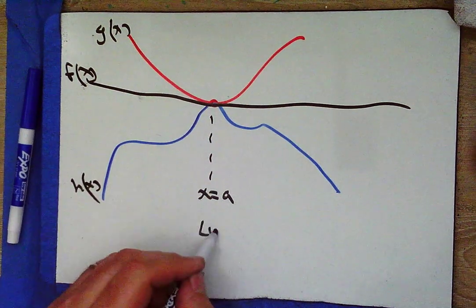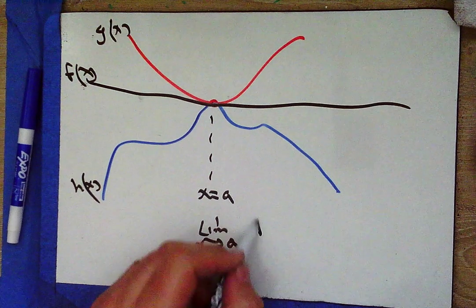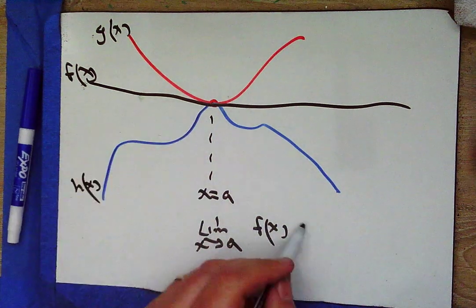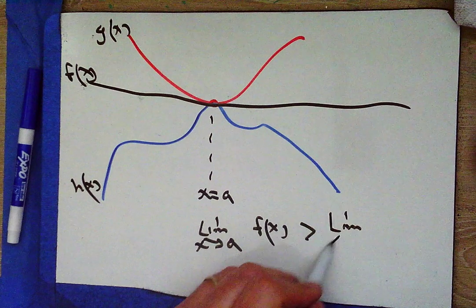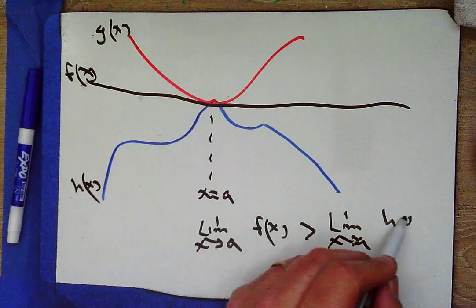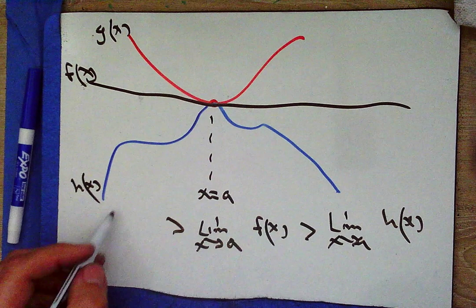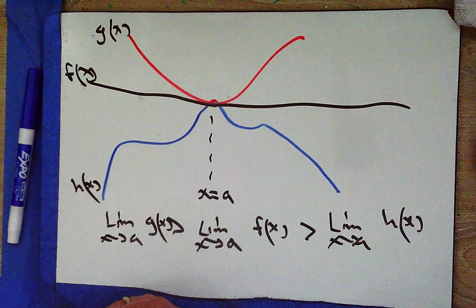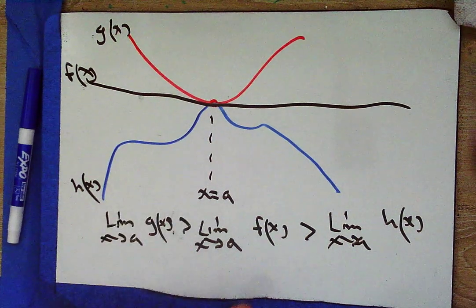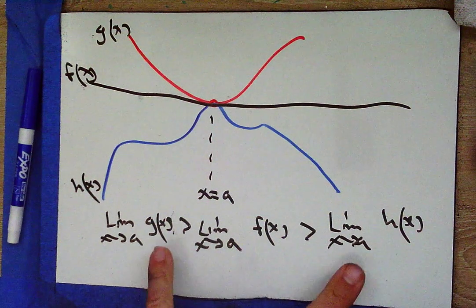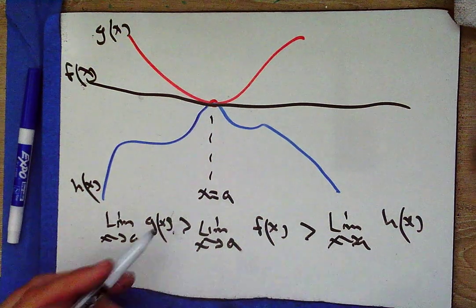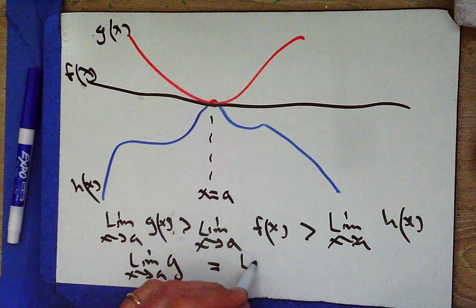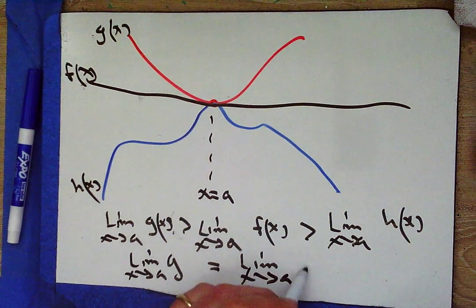So I want to know the limit as x approaches a of f of x. But I don't know what it is. But I know that it's between the limit as x approaches a of h of x and squeezed on the other side by the limit as x approaches a of g of x. All right, so what I want to show is that this limit has to be between these. And now you know what I'm going to do? I'm going to say this equals that.